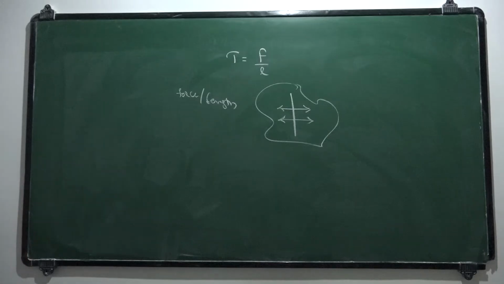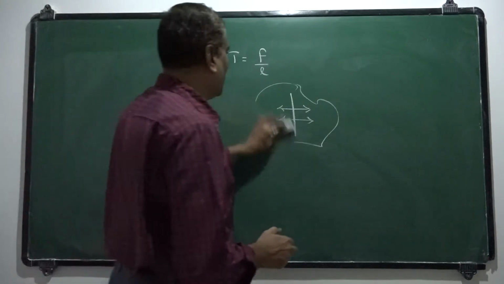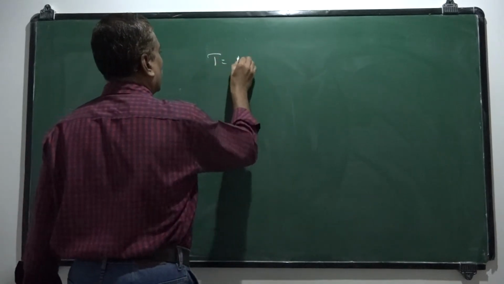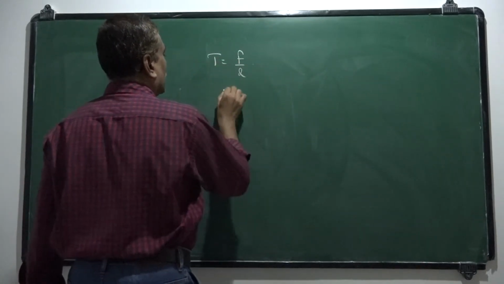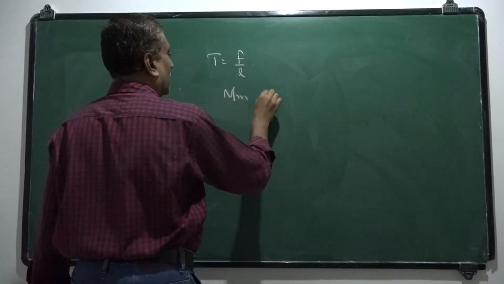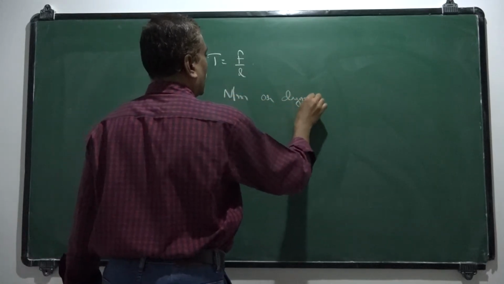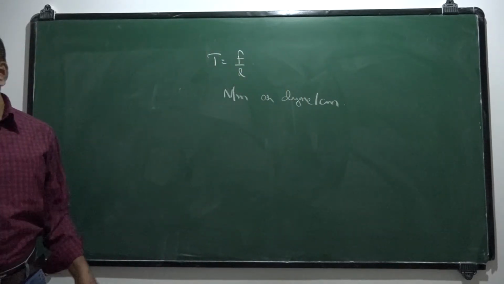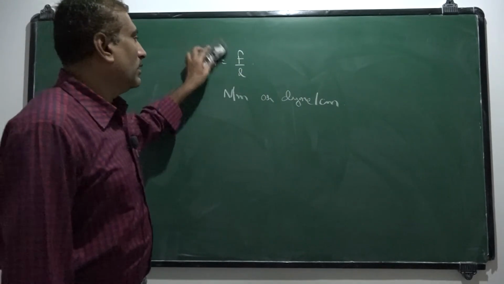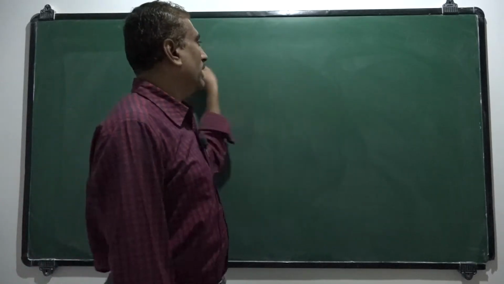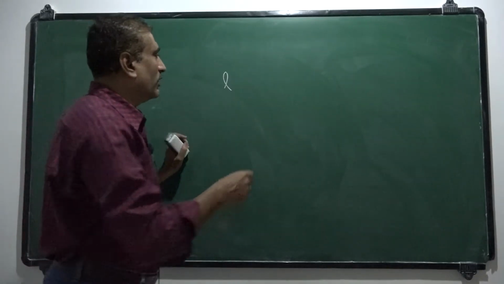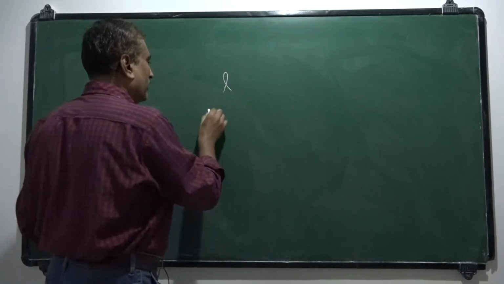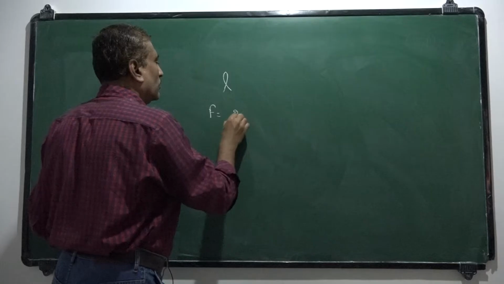Okay, its unit is, so T is equal to F by L. So, Newton per meter or dyne per centimeter. So, as we know this. And next, now the force required to lift a wire of length L from the free surface of the liquid is given by F is equal to 2L into T.